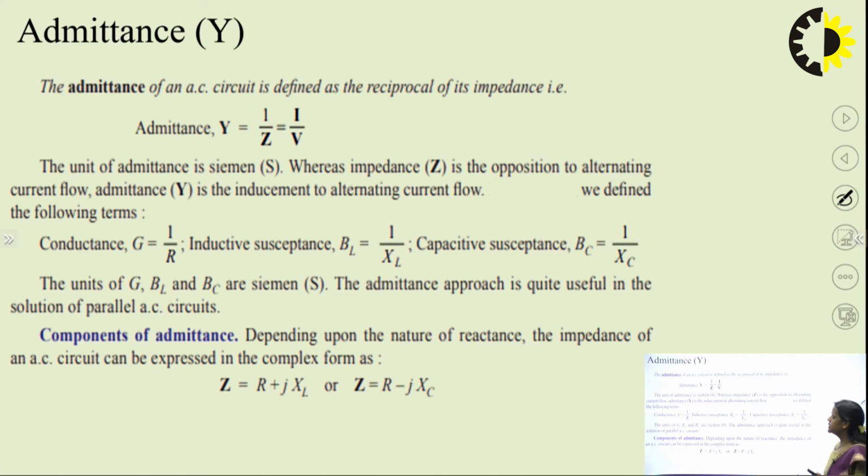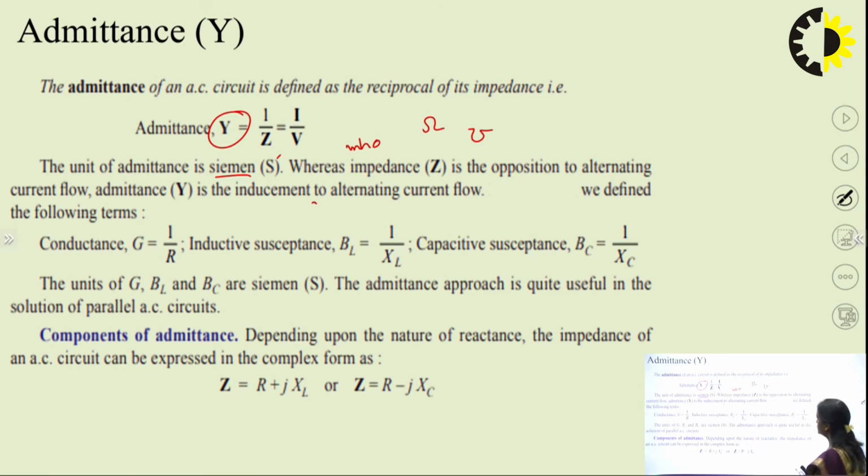Now coming to the next method, that is the admittance method. What is admittance? It is basically the reciprocal of the impedance, right? Impedance we denote with Z. If you take the reciprocal of this impedance, you will get the admittance, and it is denoted with capital Y. The unit of admittance is Siemens, or we also write mho. Ohm you write like this, and mho you write like this, the inverted symbol. You can write this, or you can write Siemens. This is the latest unit, and we denote it with capital S.